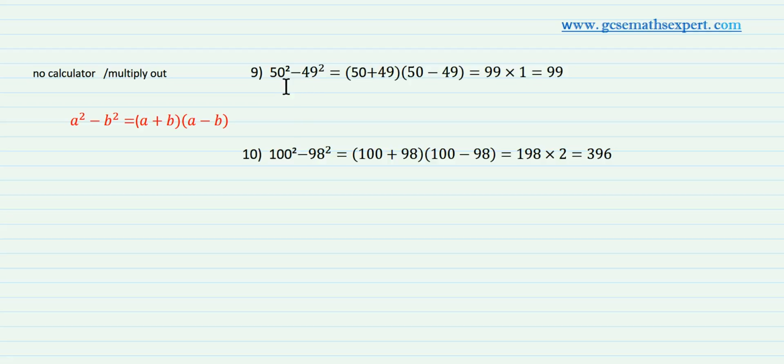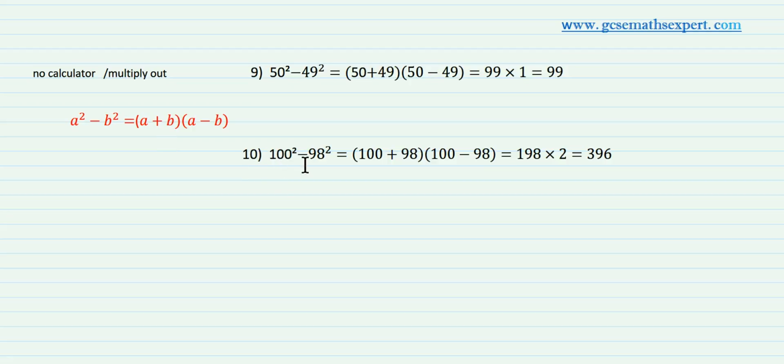Again this is something squared take away something else squared, a difference of 2 squares. We know the law that we can use, right? We can write this as 50 plus 49 times 50 minus 49. 50 plus 49 is 99. 50 minus 49 is 1. 99 times 1 is 99. You don't need a calculator if you use this formula.